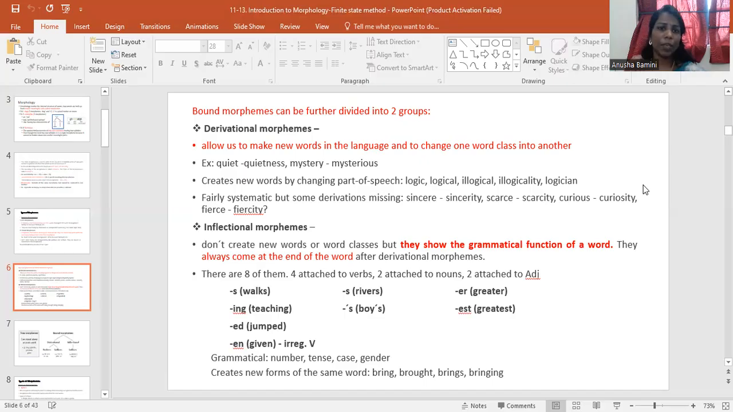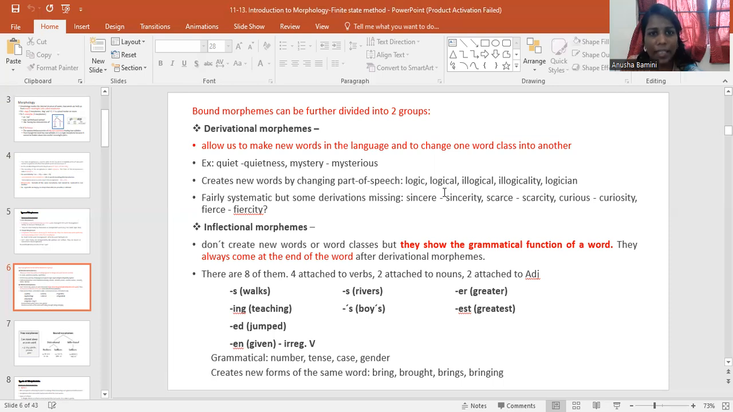For example, the word quiet. I add ness to it, quietness. The entire meaning is varied. Take the word logic. I add al or ical to it, and it is converted into logical, illogical, and so on. The meaning also changes entirely. This is called a derivational morpheme.